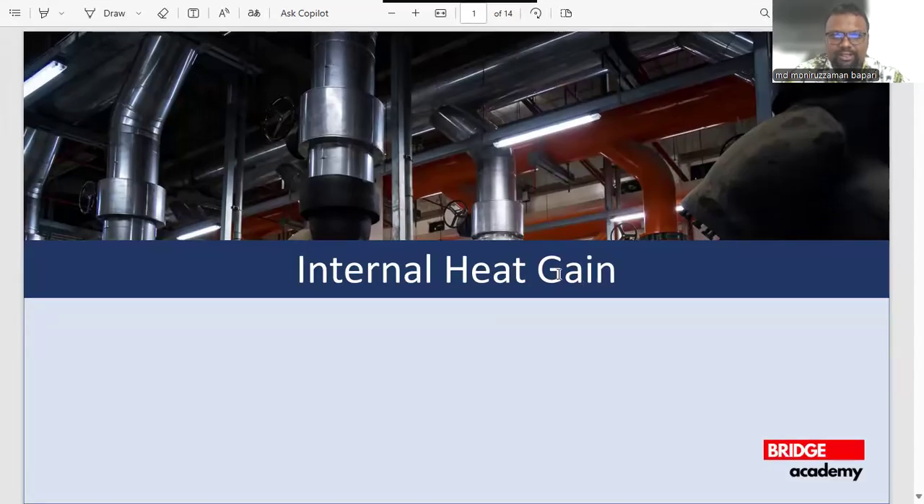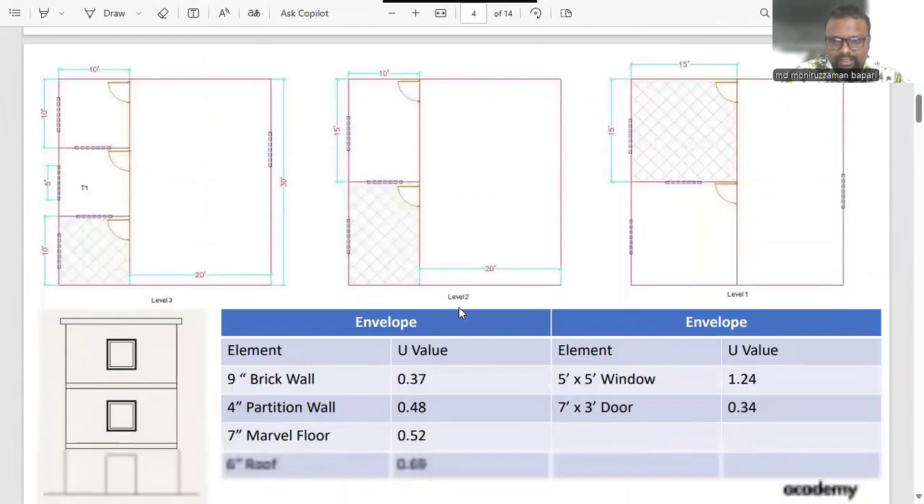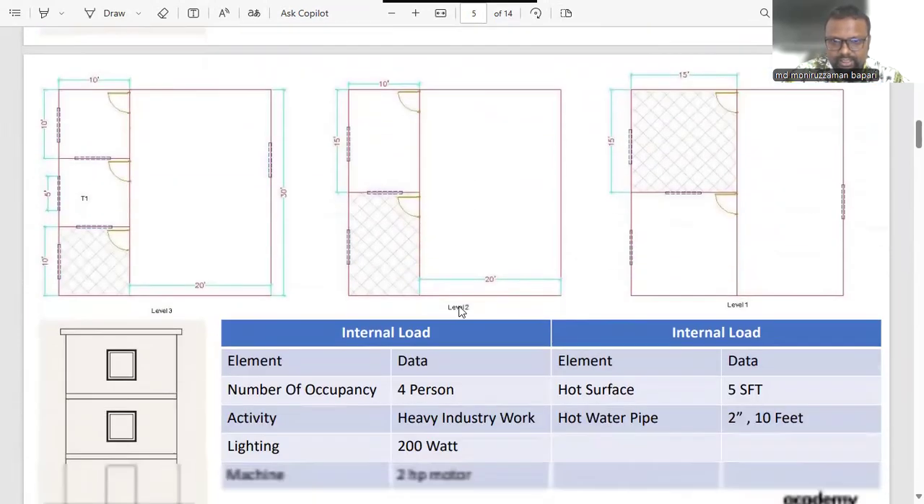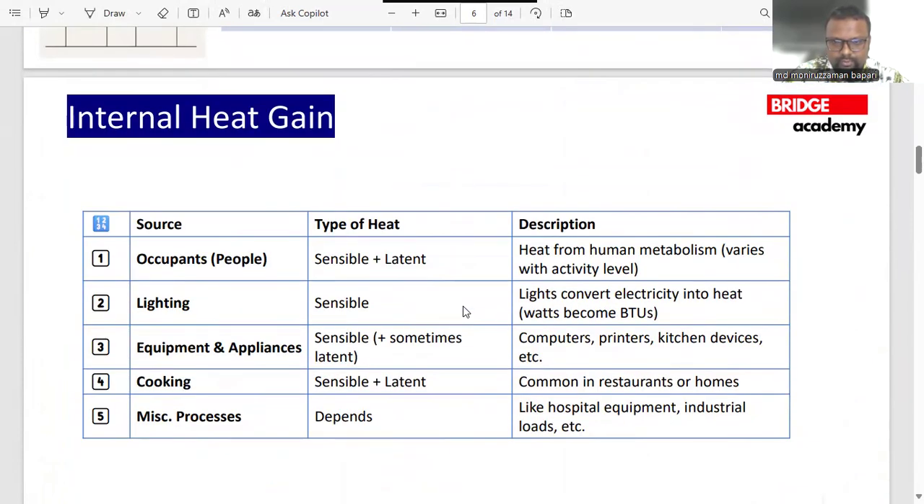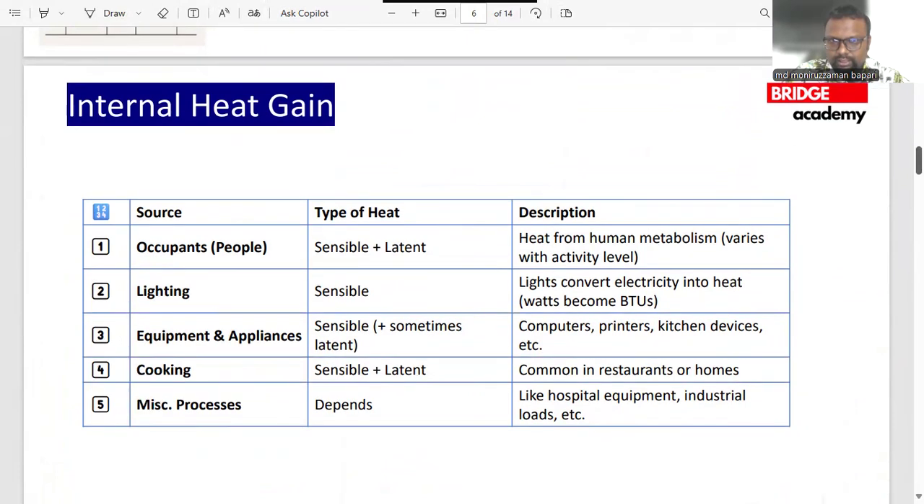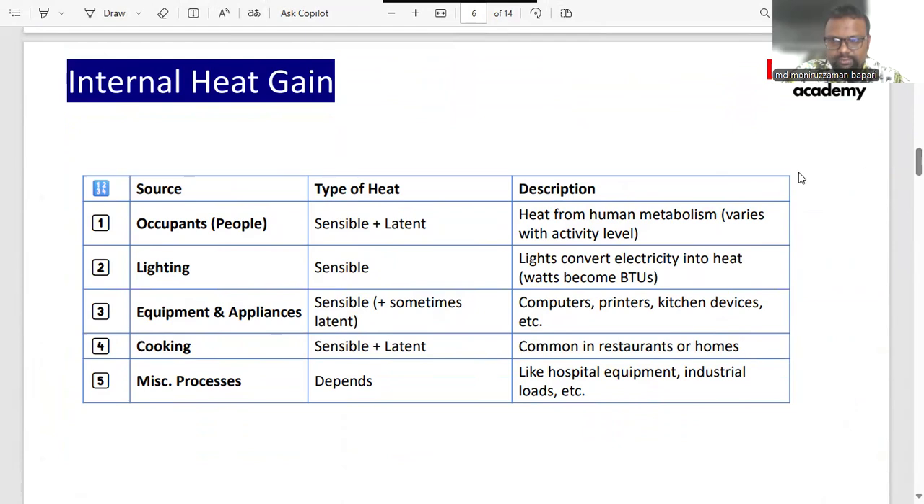Welcome back everyone. Let's talk about internal heat gain. We have internal heat gain due to the presence of humans inside, machines and equipment inside, pressure. Also, if there is any other pipeline going through the room, there will be internal heat incurred inside the room. So firstly, we are going to take care of the sensible heat for now, and we're going to find out the load due to the occupants, lighting, equipment, appliances, and others.